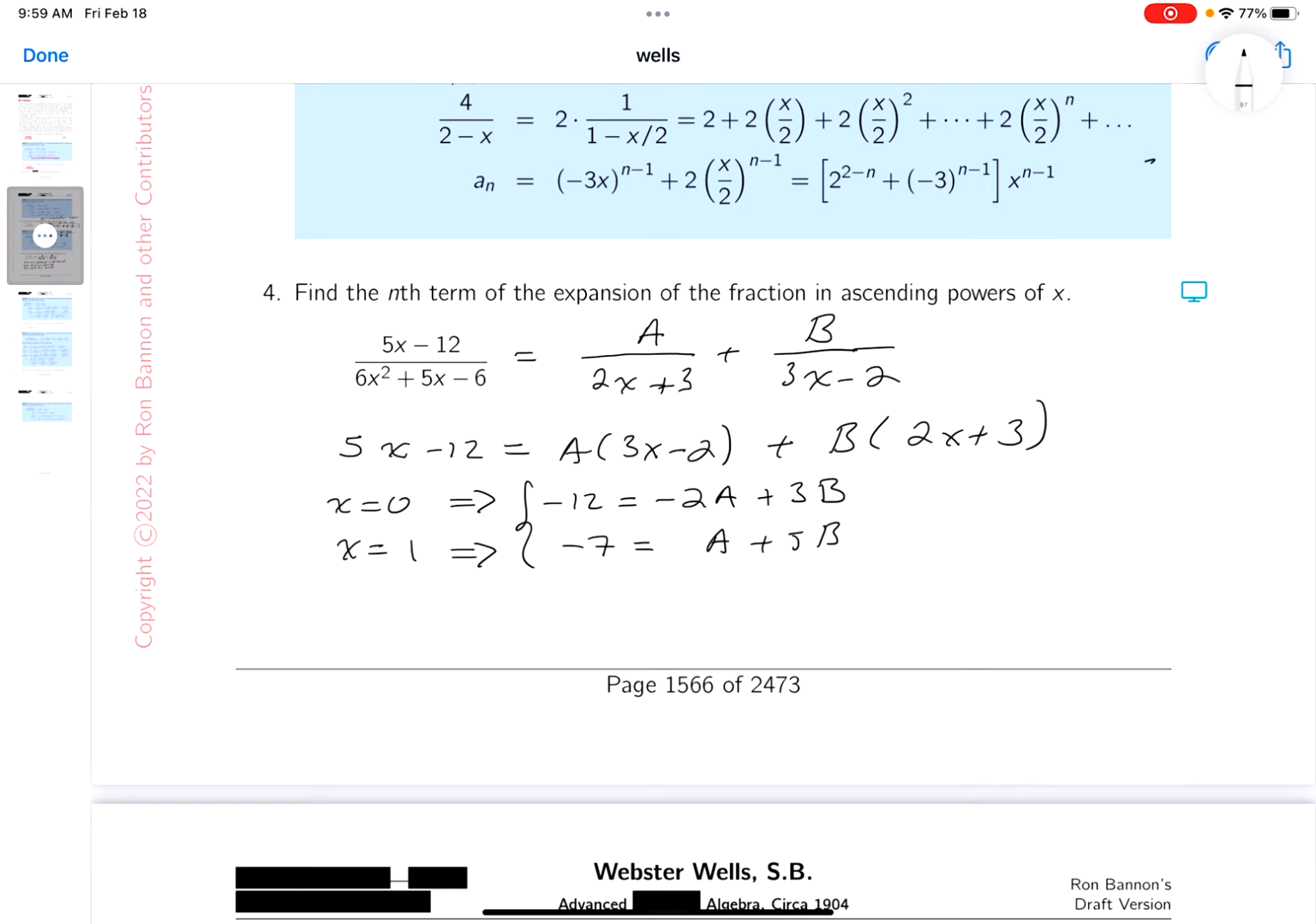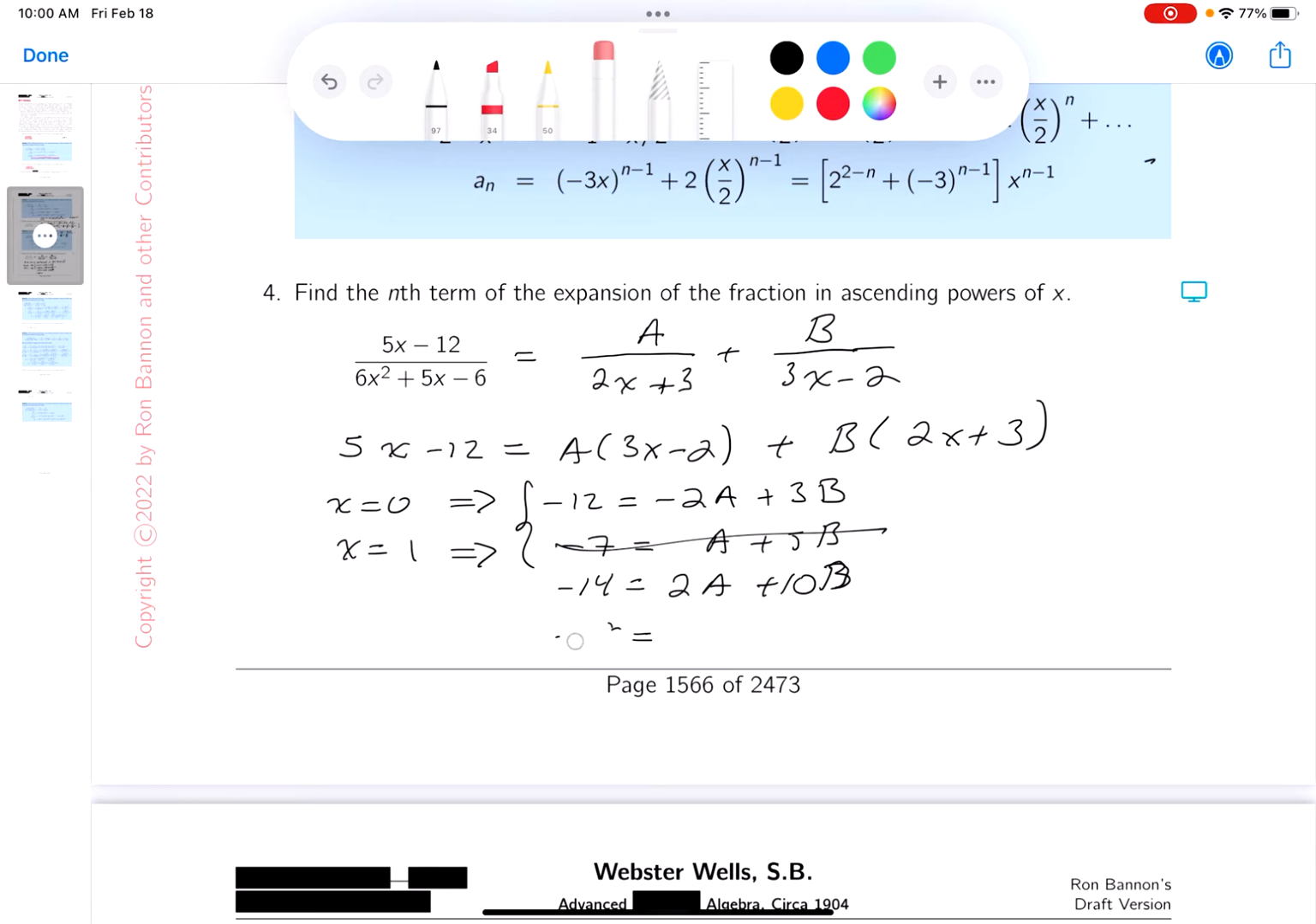I'll take the second equation and multiply by 2. You get minus 14, 2A and 10B. I'm going to cross this off, and I'm going to add these together now. So you get minus 28, I'm sorry, minus 26. I made a mistake there. Minus 26, because minus 14 and minus 12 is minus 26. The A's disappear, and then you get 13B.